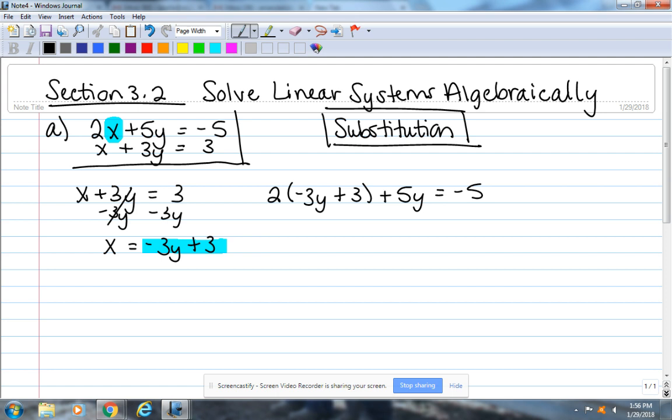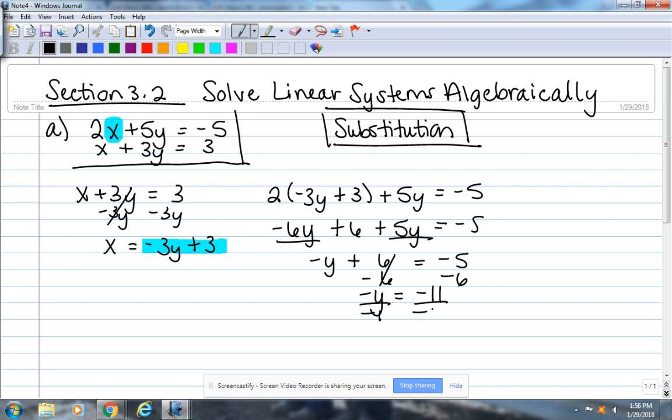So we're going to distribute. 2 times negative 3Y is what? Negative 6Y. Yep. And then copy the plus 5Y. These are like terms. So what's negative 6Y plus 5Y? Negative 1Y, so negative 6 plus 3, sorry, negative Y plus 6 equals negative 5. You could have said 6 minus Y, same thing. And then subtract the 6. Negative Y.